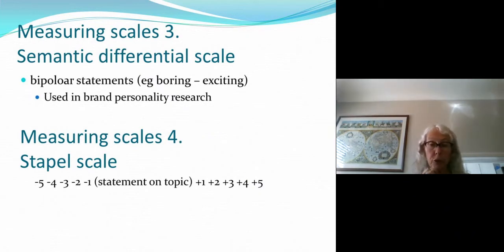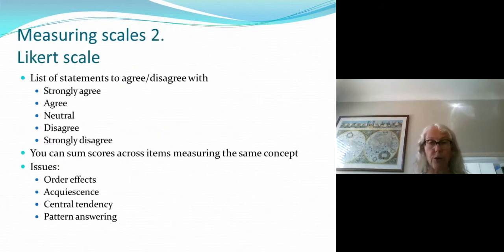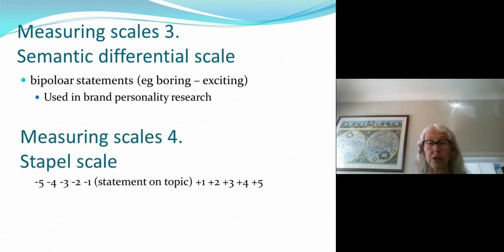Then the fourth one there is something called a staple scale. So this one, you have a statement on a topic in the middle, and then you have negative numbers on one side and positive numbers on the other, and people indicate whether they feel positive or negative about that statement on a particular topic. So don't just get stuck with the Likert type scales. There are various other kinds that you can actually use.